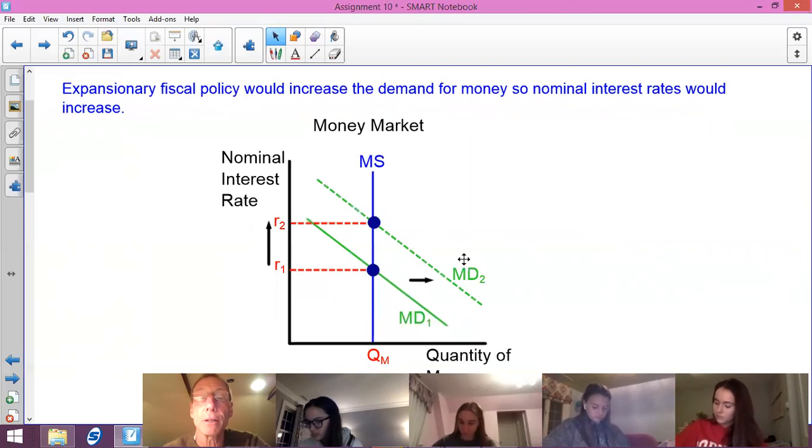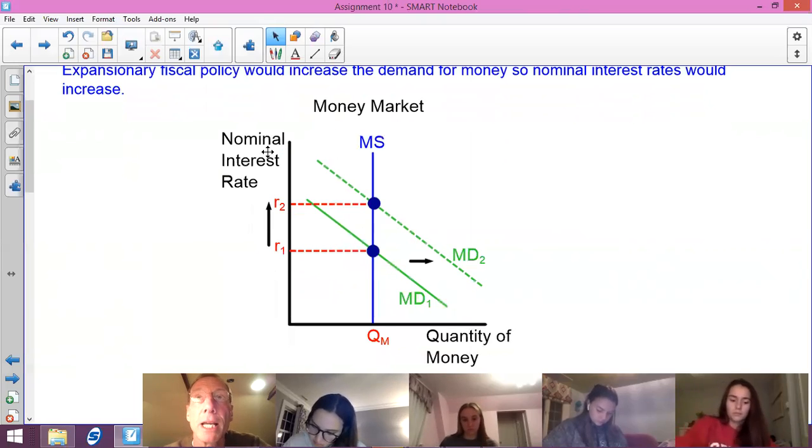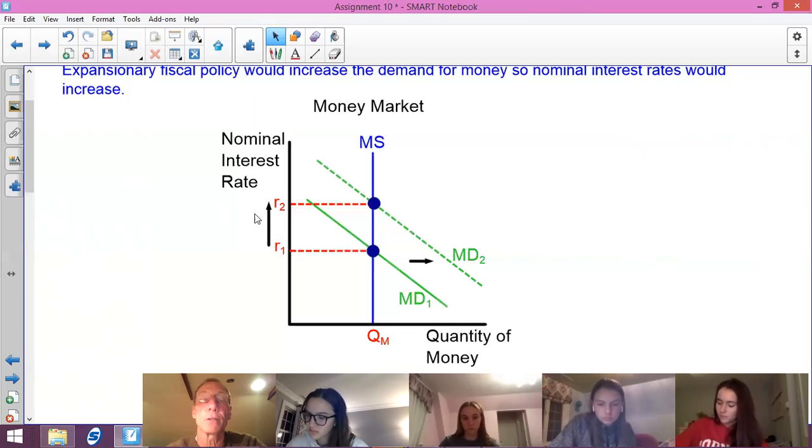So when we're looking at the money market, the vertical axis is the nominal interest rate, which does not take inflation into account, right? The real interest rate is the nominal minus inflation. So when we're looking at the nominal, we're just looking at what the interest rate is, not taking into account whatever the inflation rate is. So anyway, the nominal interest rate is going to go up, right? Because money demand is going to shift to the right.